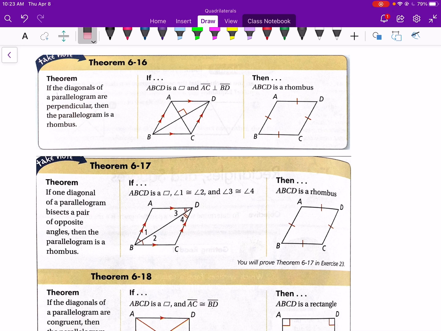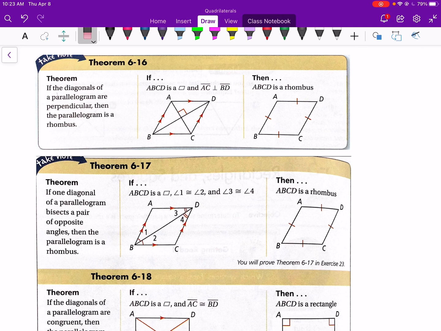So yesterday we had a theorem that said if we have a rhombus, then the diagonals are perpendicular. Today, our first theorem, theorem 616, says if the diagonals of a parallelogram are perpendicular, then the parallelogram is a rhombus. So again, the if and then are switched.